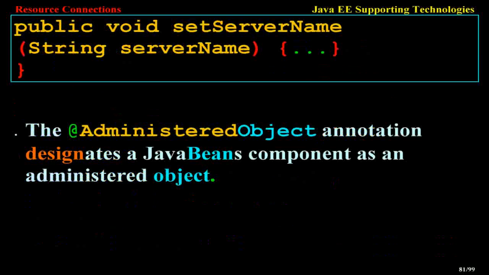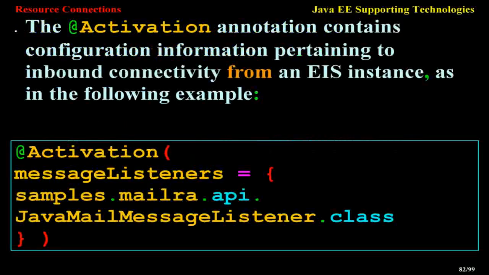The AdministeredObject annotation designates a JavaBeans component as an administered object. The Activation annotation contains configuration information pertaining to inbound connectivity from an EIS instance, as in the following example. @Activation(messageListeners = samples.mailra.api.JavaMailMessageListener.class).